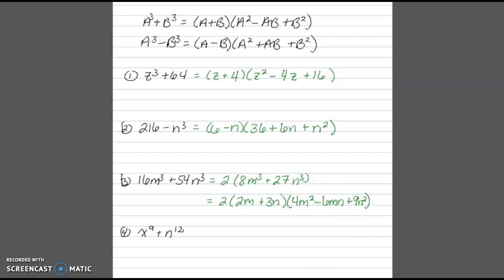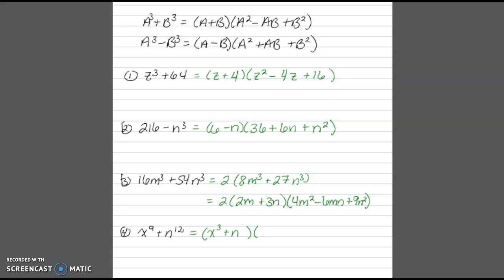Right, finally, the last example, we have another sum of two cubes. Again, I know these are cubes because the exponents are multiples of 3. So when I find the cube root, I'm just going to divide the exponent by 3. So the cube root of x to the 9th is x to the 3rd, and the cube root of n to the 12th is n to the 4th.